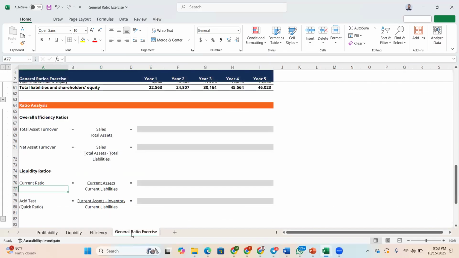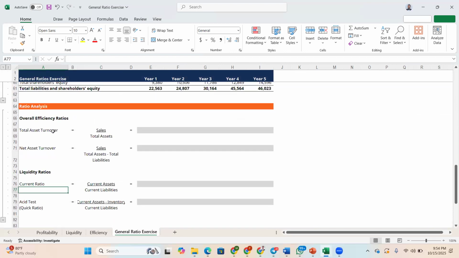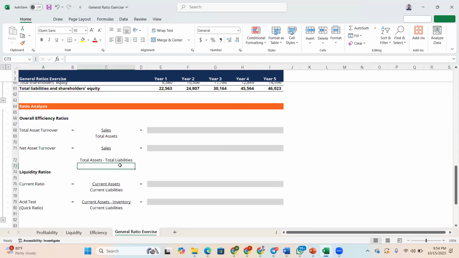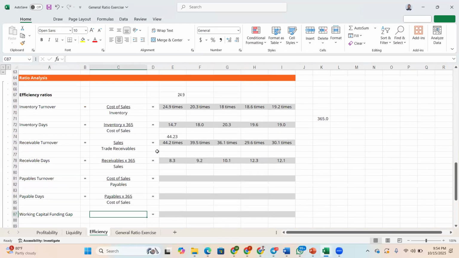Then I would want you to also solve this as your assignment. So this one, we only have overall efficiency ratio. So these are some of the things that we have dealt with in the class, so you can solve them as your assignments. Yes, so this is where we're going to stop.